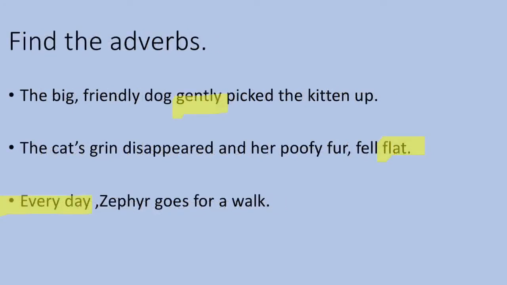So how did you get on? In the first sentence, the adverb was gently and that described how the dog picked the kitten up. In the second sentence, the adverb was flat and that described how the fur fell. And finally, the adverb was every day in the third sentence and that describes when Zephyr goes for a walk.